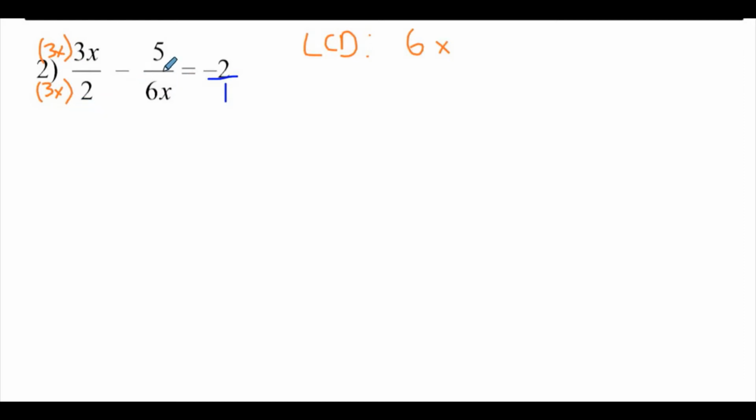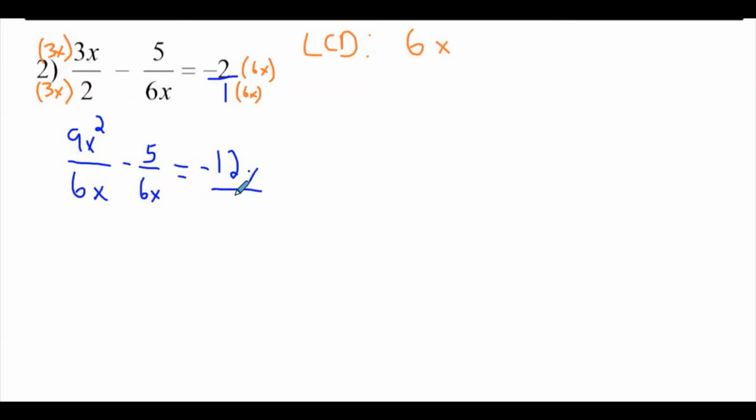It is, in fact, the LCD, so it does not need to be changed, but this needs the entire LCD of 6x. This next step is really important to understand how it works so that you don't make a careless mistake. So we multiply the top here, we get 9x squared. The bottom is 6x. Then this doesn't change, so minus 5 over 6x.